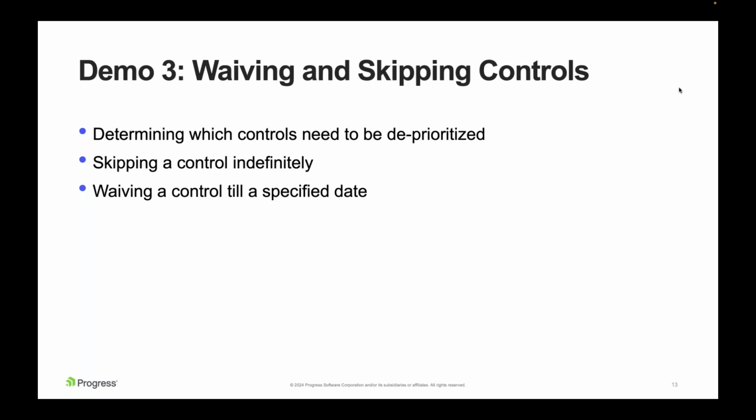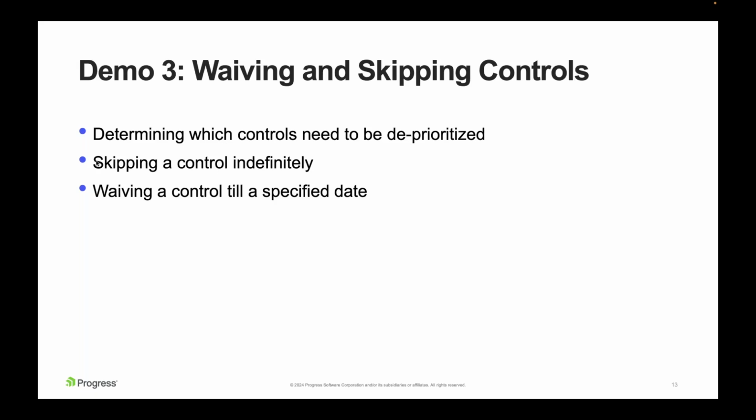For the third demo, we look into waivers and skipping controls. So, of course, you have a lot of controls like we just saw. A few of these controls maybe have failed, but you know that this is not as important. So you can choose to deprioritize them. Let's say, for example, there is a new Windows OS update, but you know that your infrastructure is running on a previous older version and you want to keep it that way for some reason.